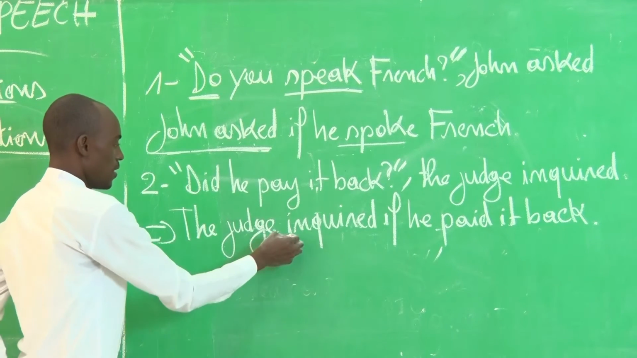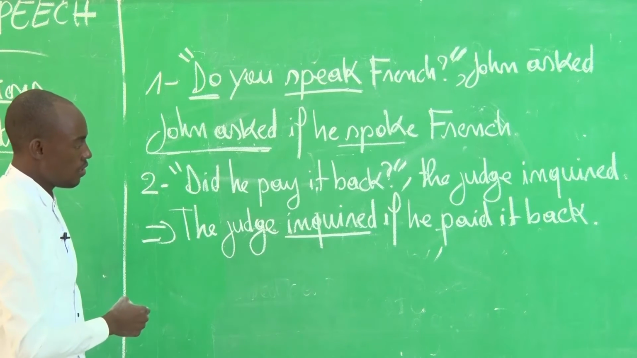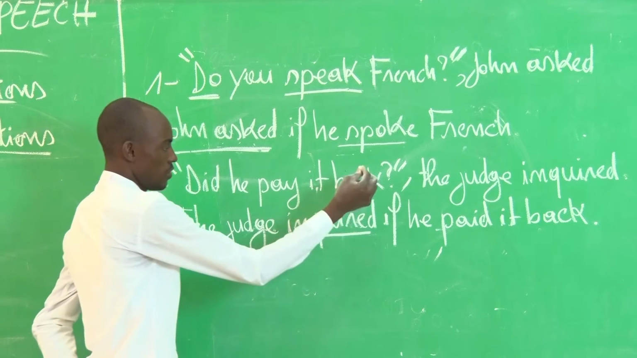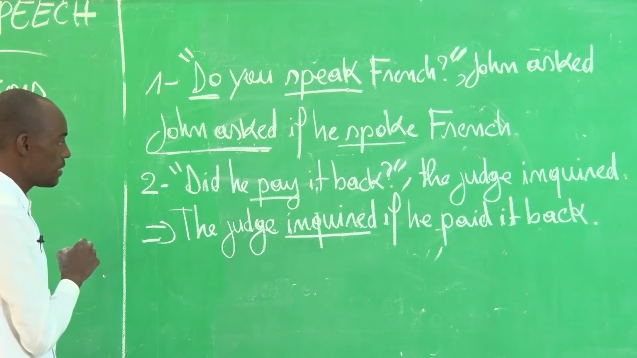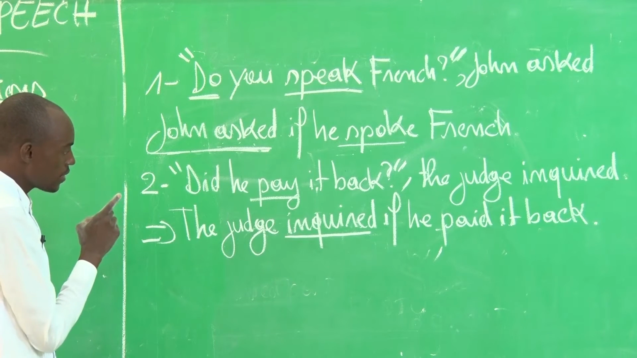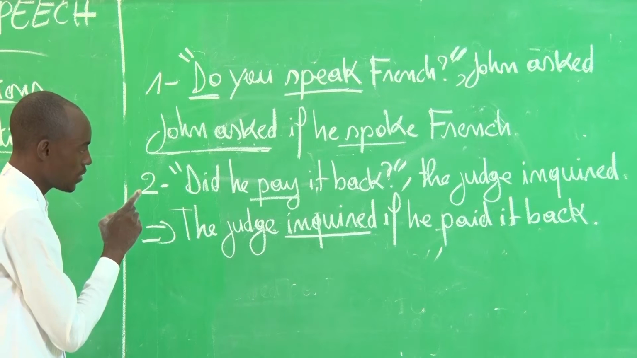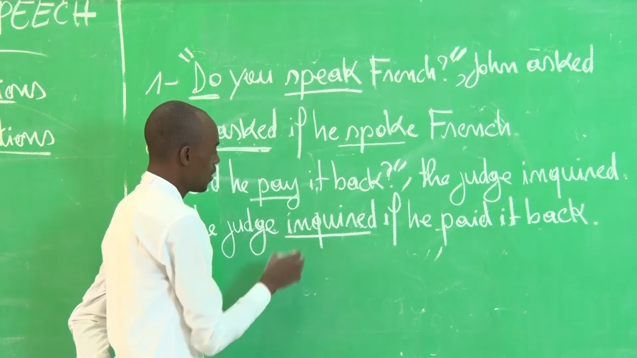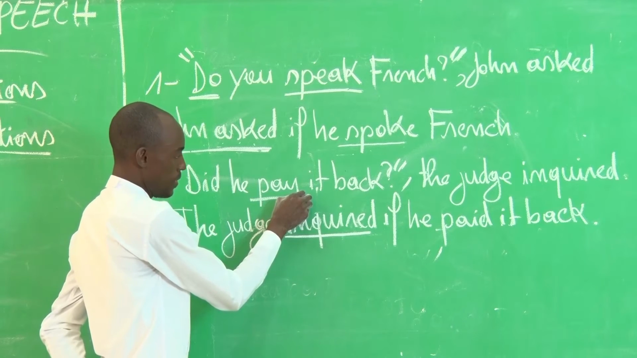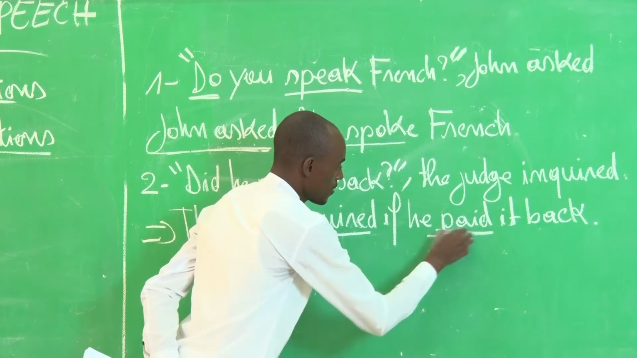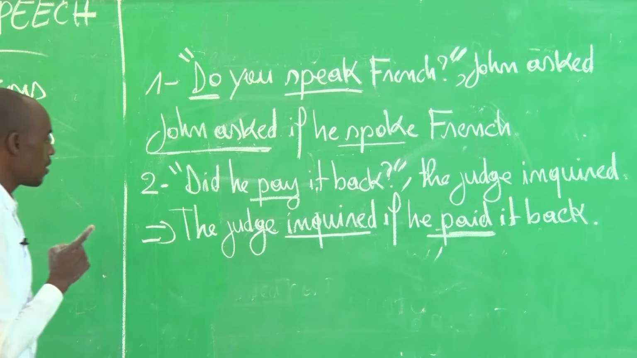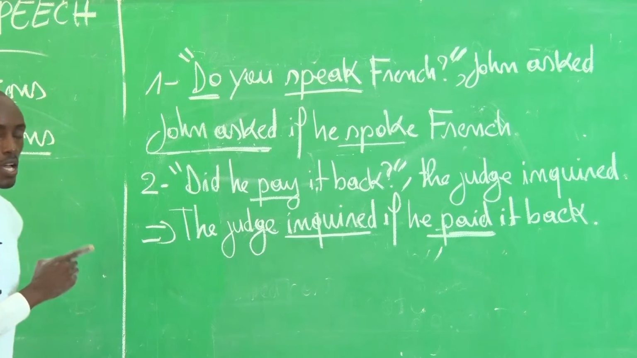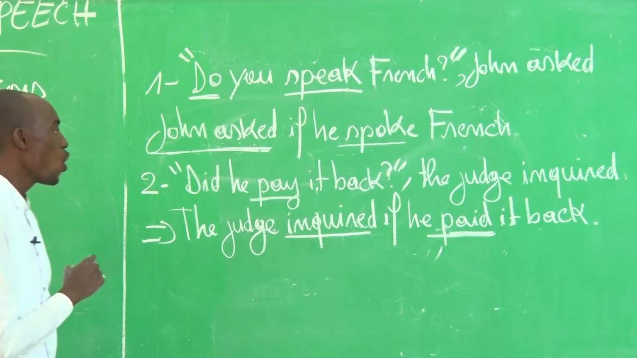Okay, here we have this verb in the simple past, and the verb to pay, in the direct speech, which is in the simple present, changes tense here. Here the present simple becomes the past simple. The judge inquired if he paid it back. Now, this is how we can report a yes or no question.